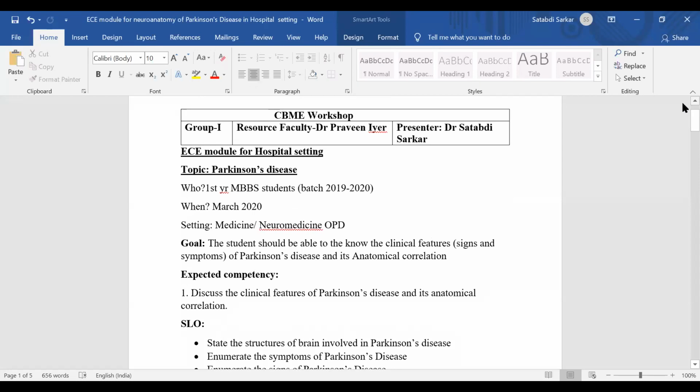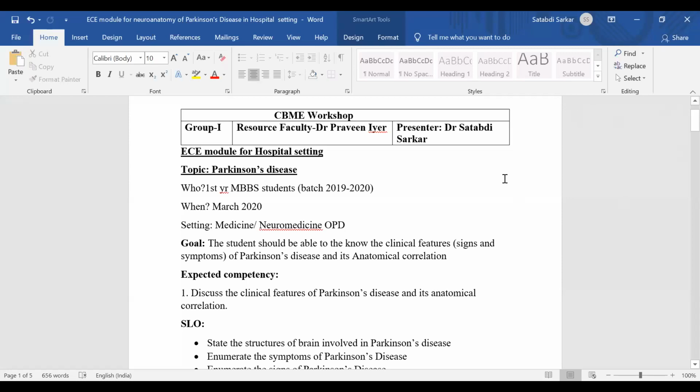Good evening, all. Today our EC module is on Parkinson's disease, and it is to be done in the hospital setting. We are conducting it for first year MBBS students, batch 2019-20, in March 2020, because at that time we are taking the classes on neuroanatomy. The setting can be the medicine or neuromedicine OPD, which is available in that institution.